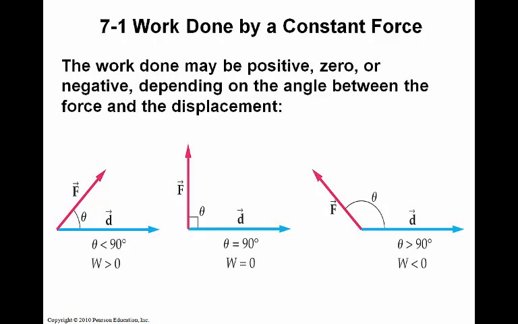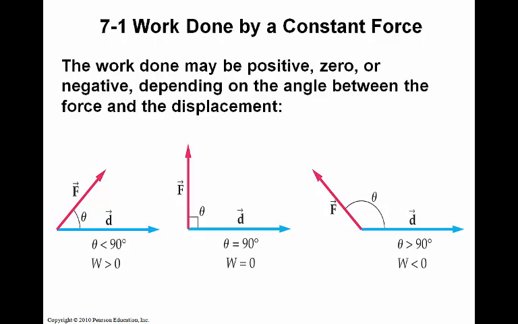If the force and the displacement are perpendicular, when we take cosine of 90 degrees, we get 0, so the work done by that force will be 0. So if you're applying a force perpendicular to the displacement, it does no work in the system. It doesn't add energy at all.